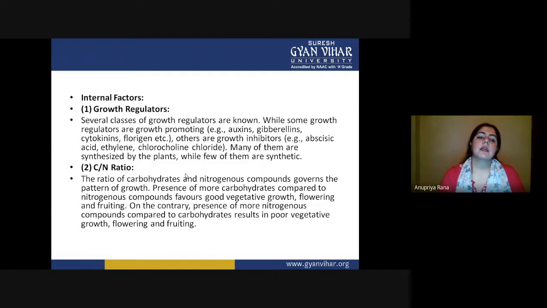These are some internal factors, like the growth regulators. Like we have hormones inside our body, the plant also has hormones inside its body. These are the hormones which regulate, like auxin, gibberellin, cytokinin. They regulate most of the functions inside the plant body. The C:N ratio, carbon and nitrogen ratio, is also very important for vegetative growth and fruiting. These two things are very required.